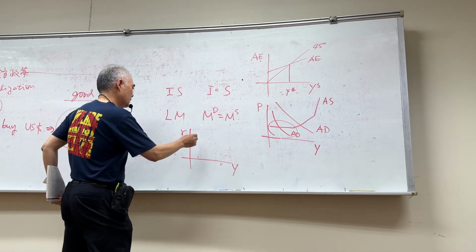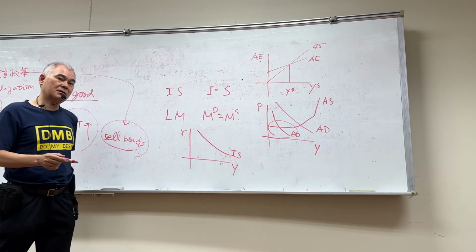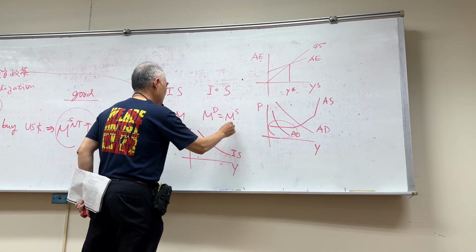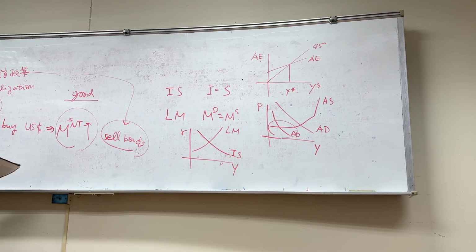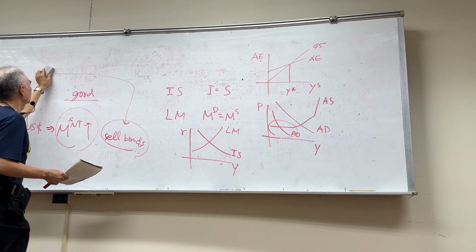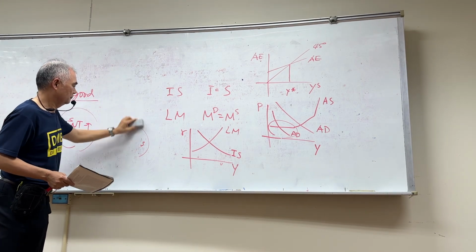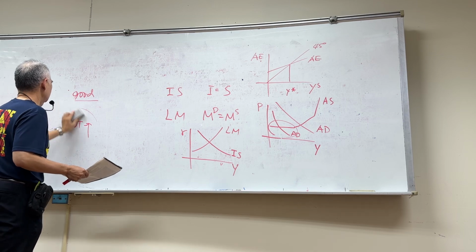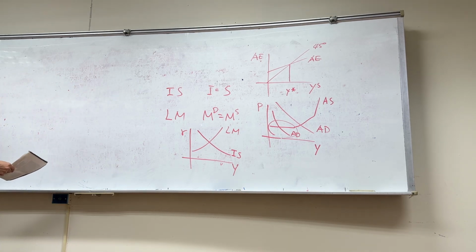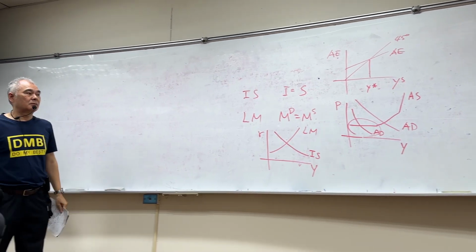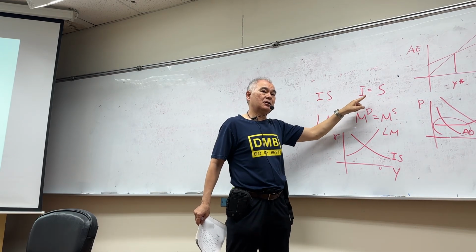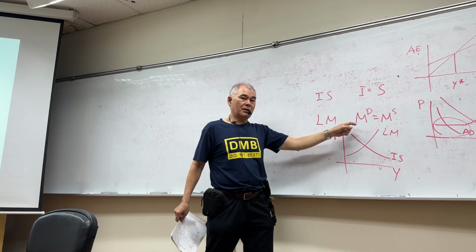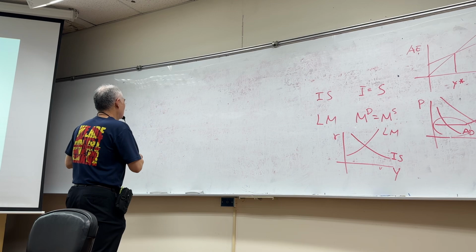Okay, and then what else you're going to get? This is the IS curve, and this is the LM curve. So how to get that? Because for the IS curve, I is equal to S, investment equals saving. And for the LM curve, money supply equals money demand. Okay, so what would you get?